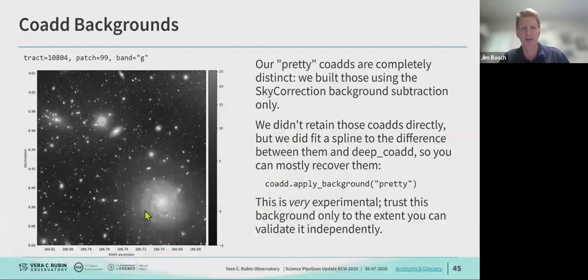So I think the pretty coad difference here that we're shipping is hopefully useful for a lot of things, but it really is not something we have validated thoroughly. And it's highly experimental how we came about it and kind of pulled it off at the last minute in the hopes it would be useful. So please, use with caution, but I hope it is useful.